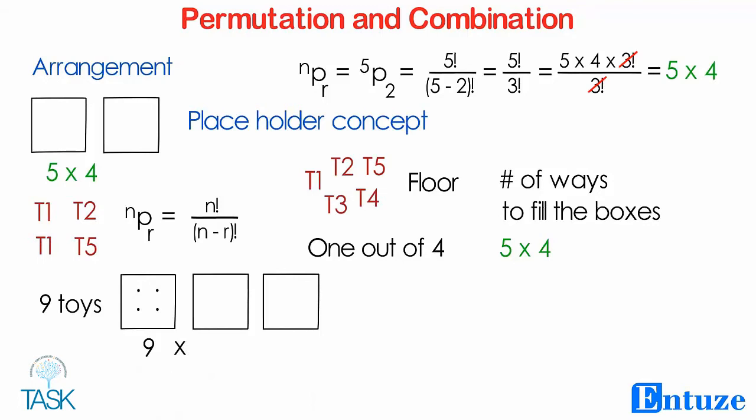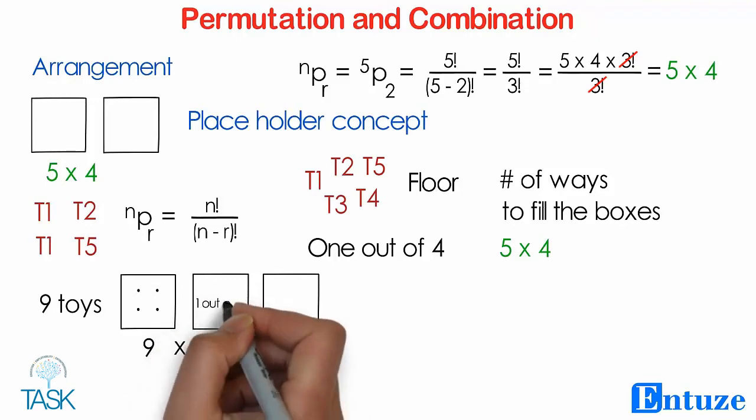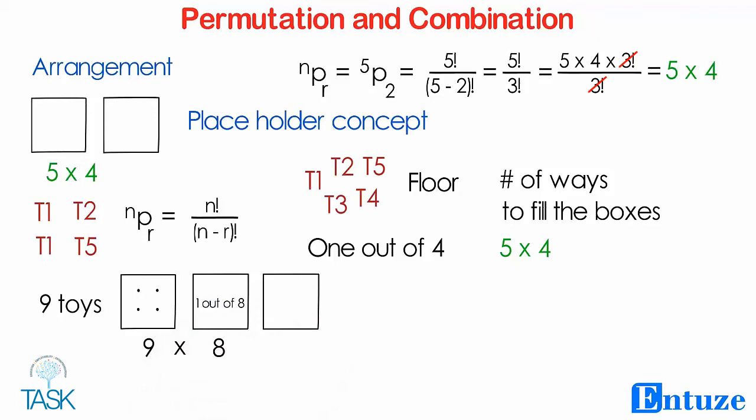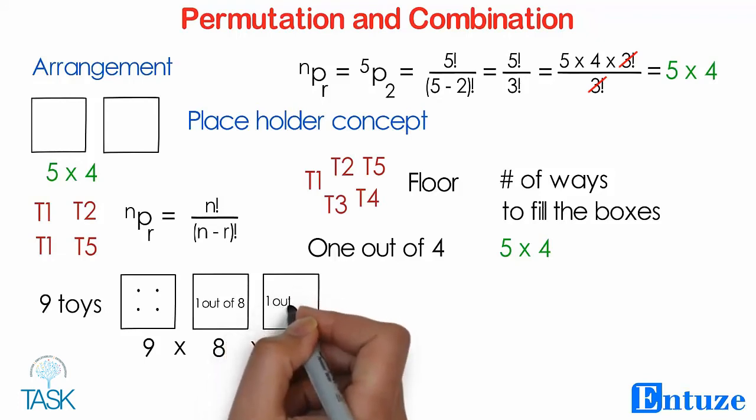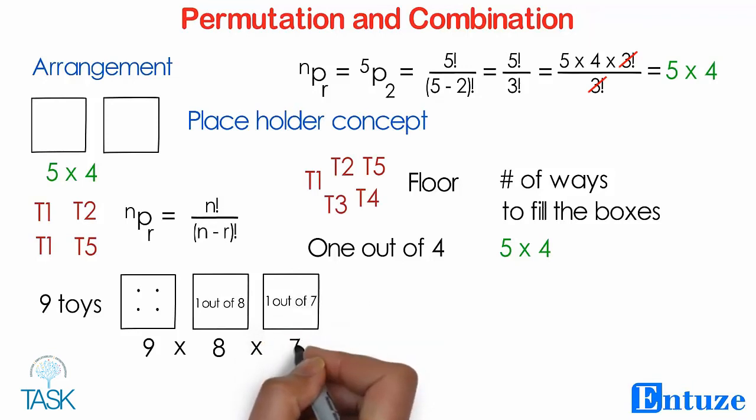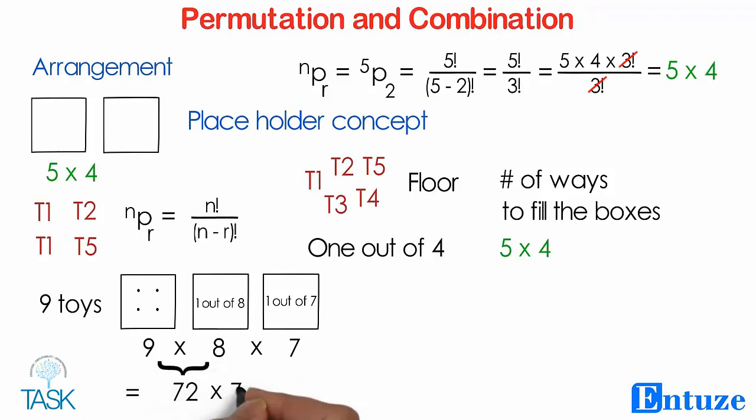Then obviously 1 toy getting in, I will be remaining with 8 toys, and I can pick up any 1 toy. That means 1 out of 8 toys I can pick up and put it here. So then the second box, this is the second box, this is the third box, and I know that the second box can be filled up in 8 ways. Now if I have put up a toy here, after that I will be remaining with 7 toys, and I as a small child can just pick up 1 toy and put it in the third box. So 1 out of 7 toys, I can pick up 1 and put it here. And so this is 9 into 8 into 7.